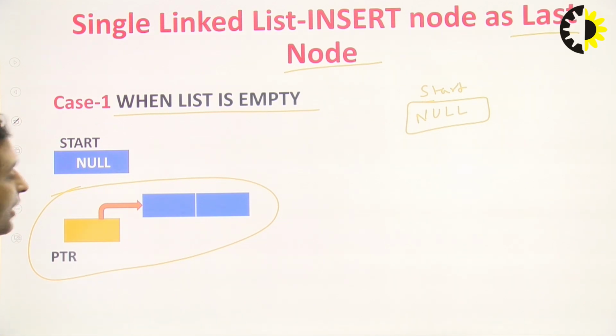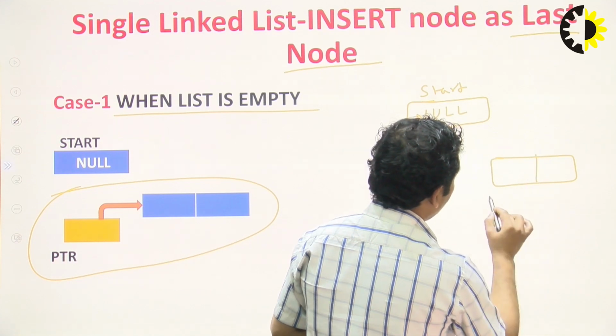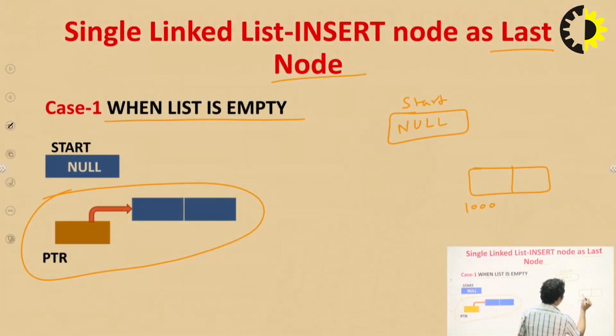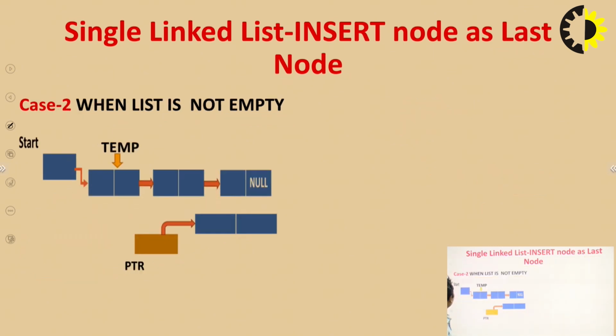So in this case we will create a new node having some address, let's say 1000, keep the item here, and assign null as it is the last node, since every last node has the null value. Assign this 1000 address to the start location. This is the scenario when start having the null means no node is there, means the list is empty. Now step 2, when the list is not empty, then how to do it?